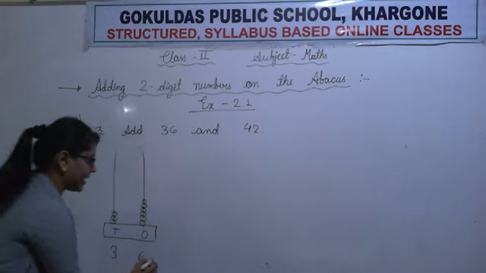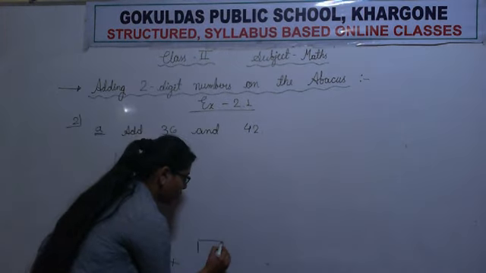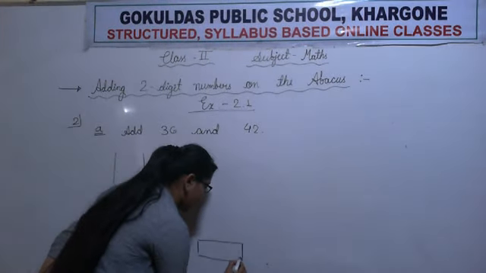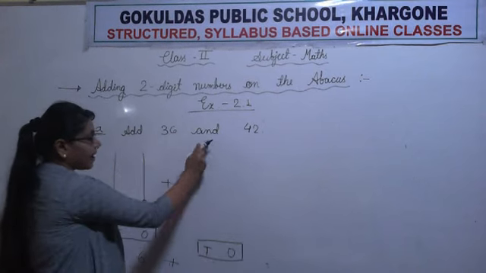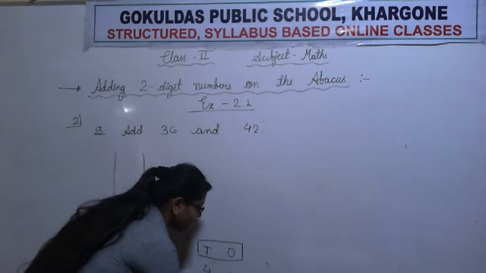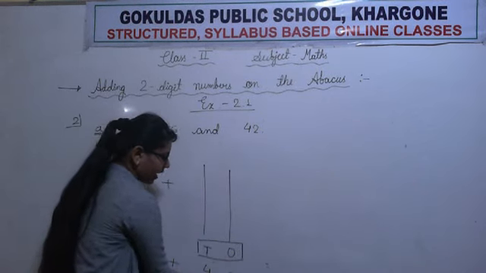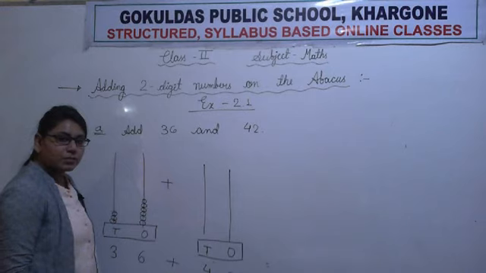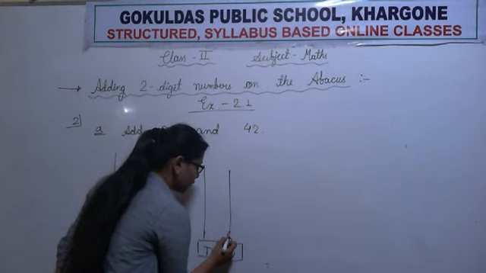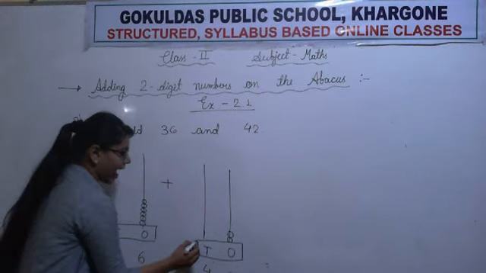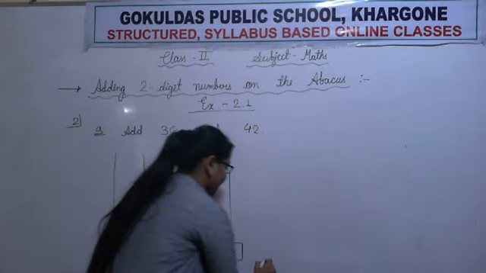Now we will put a plus sign because we are doing addition. Again we will make an abacus for the next number, which is 42. Now they have given us 2 at the ones place. So we will draw 2 beads, and in the tens spike we will draw 4 beads.